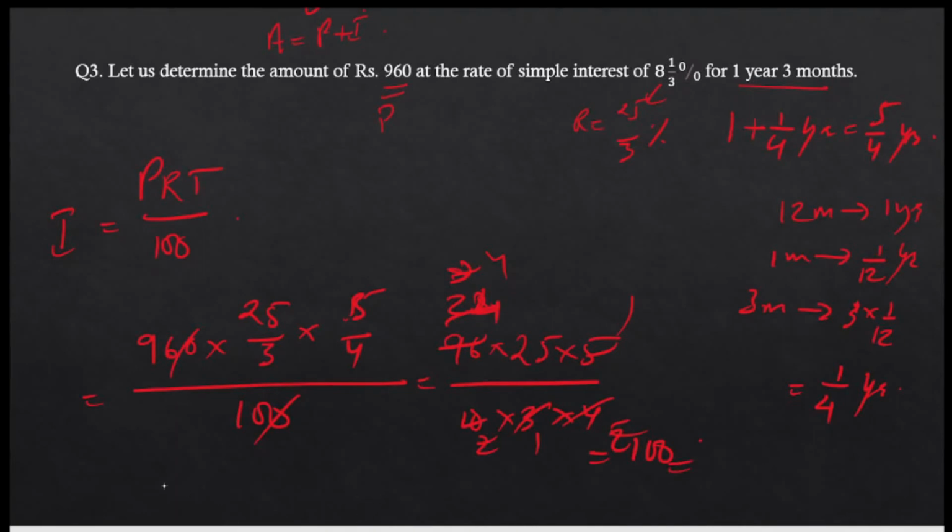Okay. I have to find the amount. Amount is principal plus interest. Principal is 960. Interest is 100 rupees. If you add this, you will get 1060 rupees as the amount.